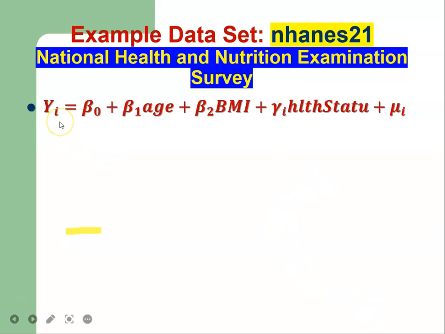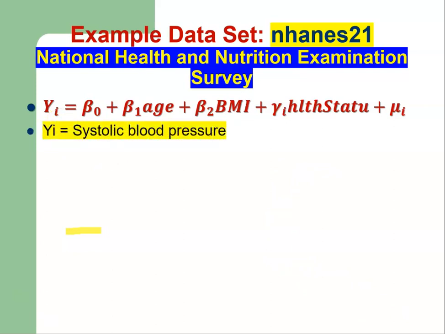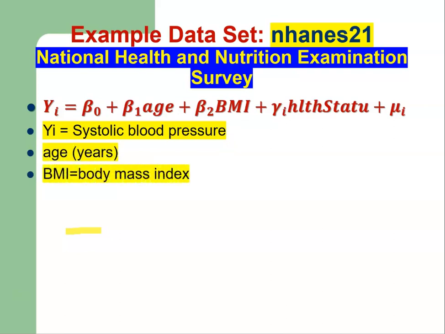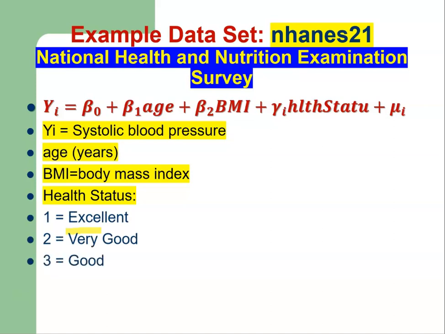Y is the dependent variable, and that is systolic blood pressure. Age is a continuous variable measured in years. BMI is also a continuous variable, that is body mass index. Both age and BMI are scale variables, also known as numeric variables or continuous variables. Then I have one categorical variable, that is health status, and it has 5 categories. 1 means excellent, 2 means very good, 3 means good, 4 fair, and 5 poor.